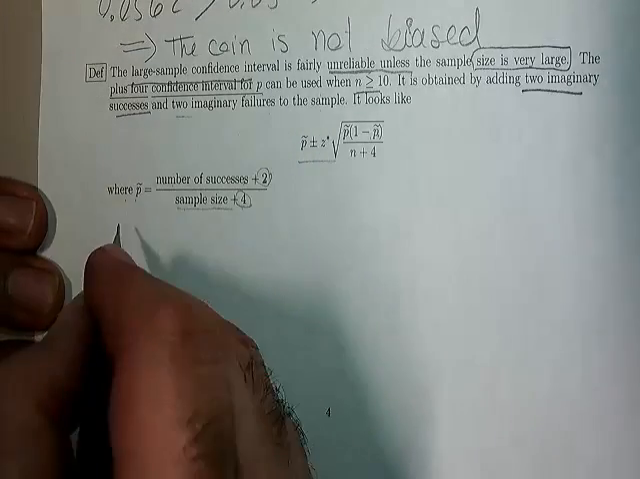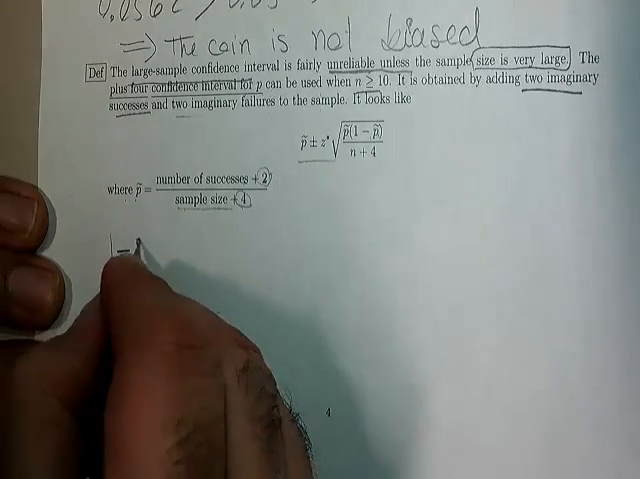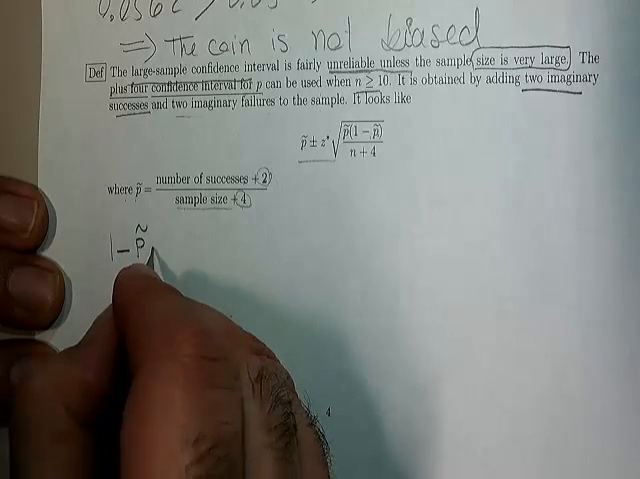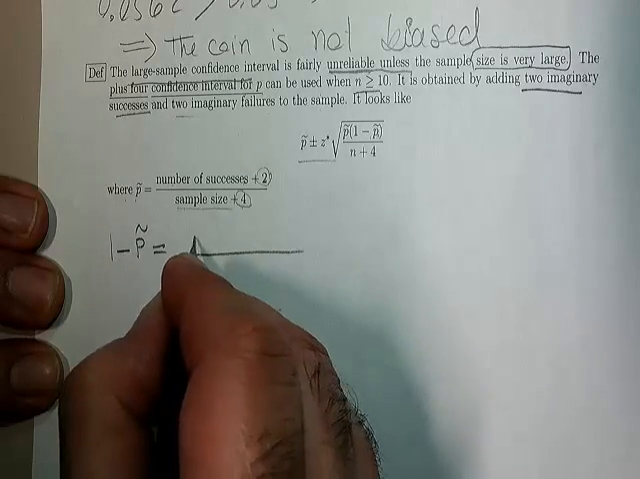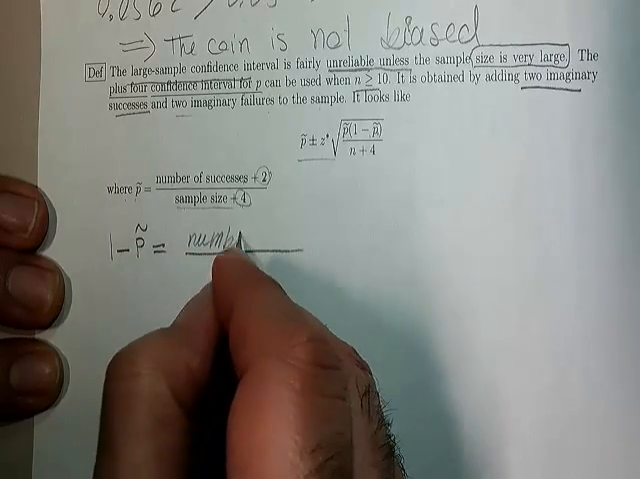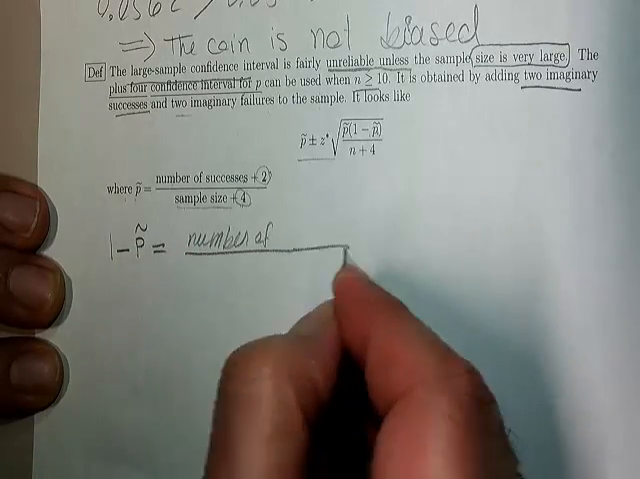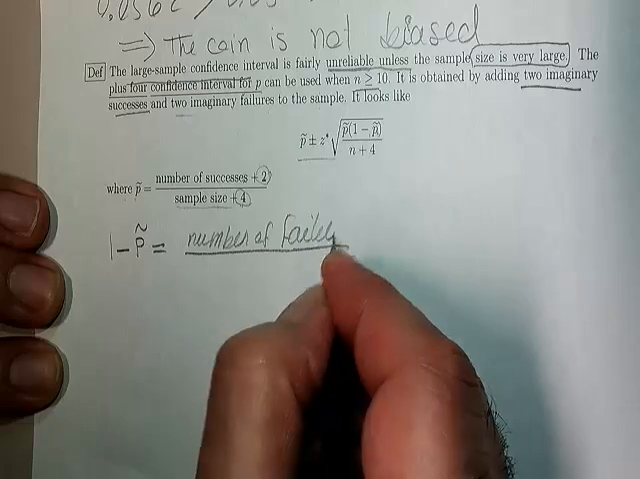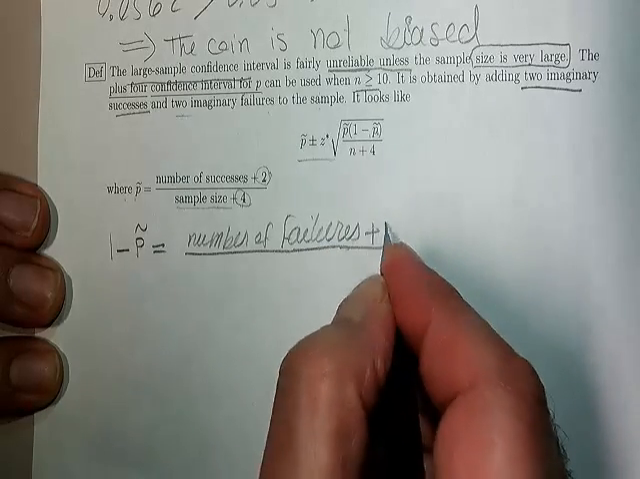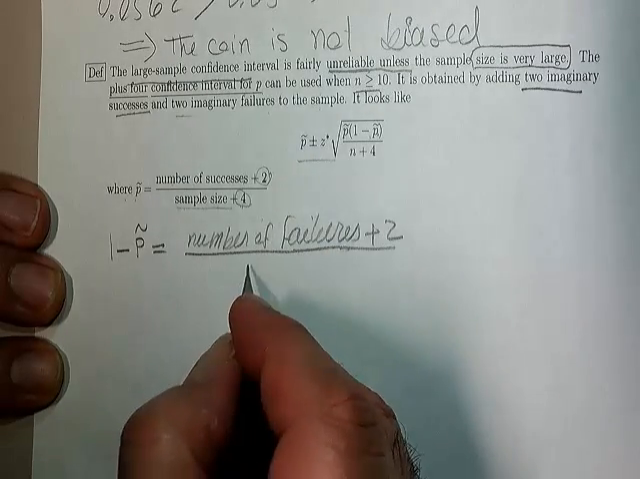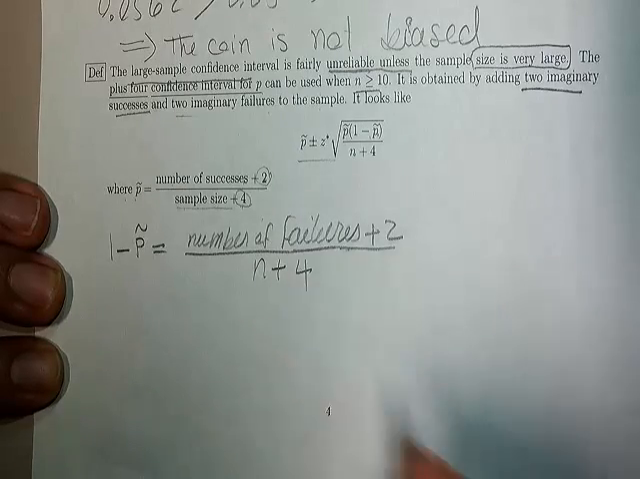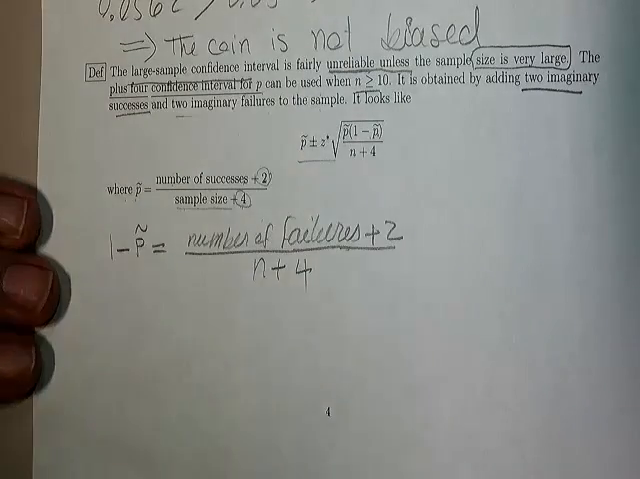Okay? And the same thing goes with the P hat, P tilde for the failures. That would be the number of failures plus 2 divided by n plus 4, the sample size.